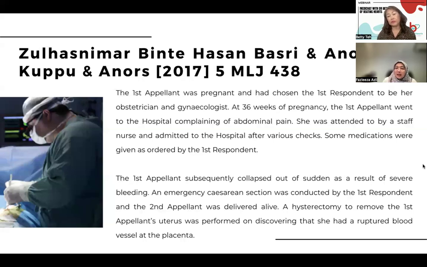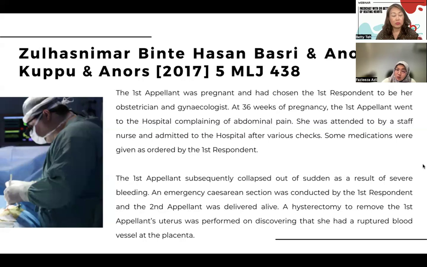So the issue in the course of the trial is whether emergency C-section should be performed immediately when the mother complained of abdominal pain. For the plaintiff, i.e. the patient's expert, they are saying yes, it should be done immediately. But for Dr. Kuppu, there's nothing to warrant immediate C-section because there's no indication of labor at that point in time.